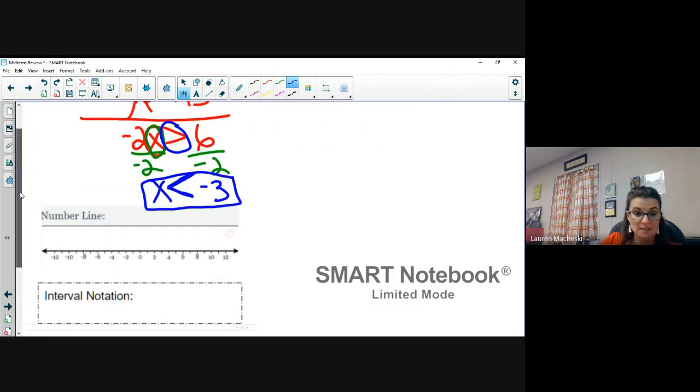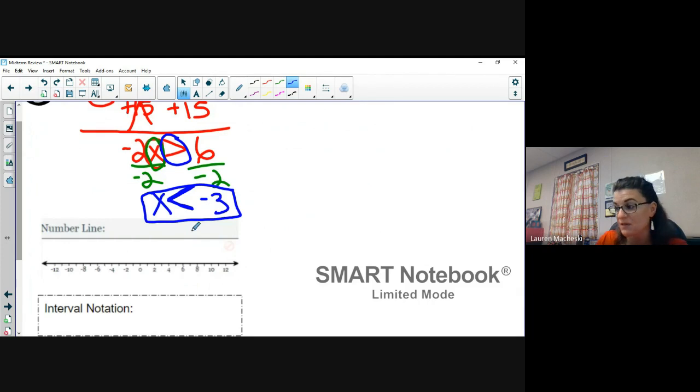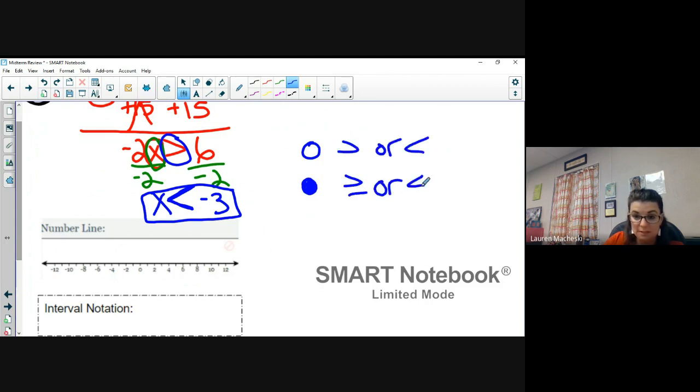Go ahead and take a second to make yourself a number line, so you can pause this video if you need to. I have mine made here. So what kind of circle goes, remember, open or closed? Open circles when you have a greater than or less than. Closed circles for greater than or equal to or less than or equal to.